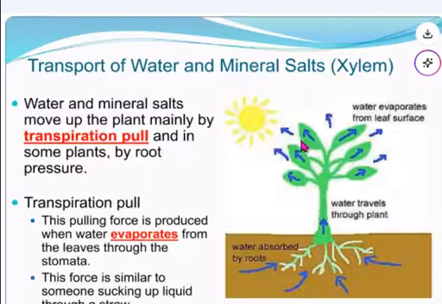Absorption of water and mineral salt by root. Now, transport of water and mineral salt. Water and mineral salt move up the plant mainly by transpiration pull. Can you see that now? Normally it's supposed to be moving from down to the top. You get it now? The process by which plant nutrient is moving up the plant is referred to as transpiration pull.